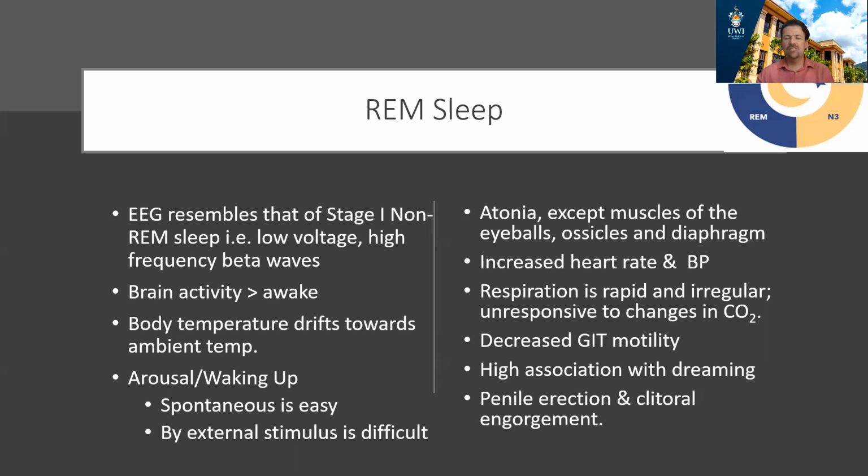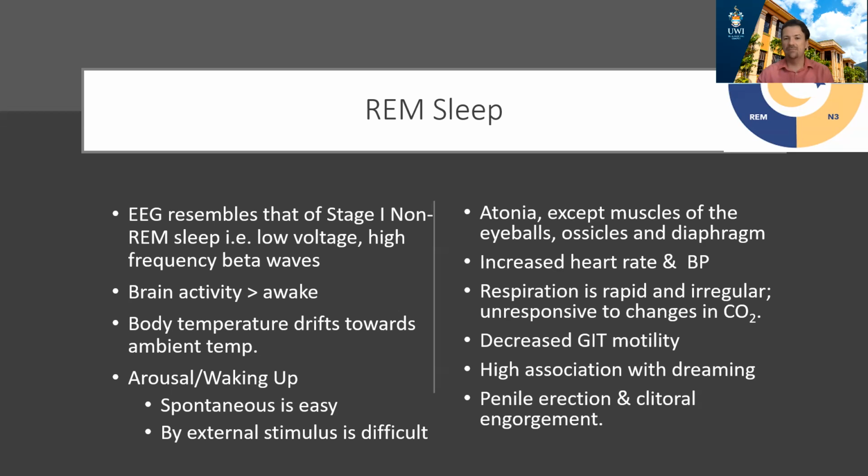Well, in REM sleep, you see the opposite. You have increased brain activity with an EEG resembling that of an awake person, or even higher frequency. The body temperature tends to drift towards the ambient temperature. And what you find is there's a complete loss of tone throughout the body. There's atonia. And the only muscles that retain their tone are the muscles of respiration, the diaphragm, to ensure that you're breathing, and the eyeball muscles, hence the name REM, and the rapid eye movement of the eyes, and also the small muscles of the ossicles in the ear.